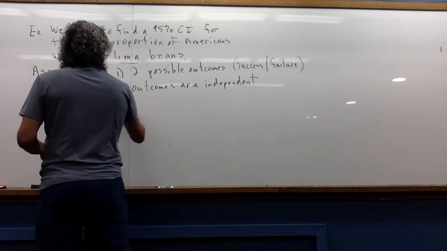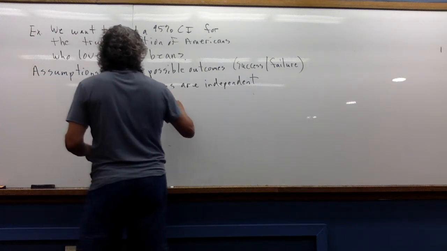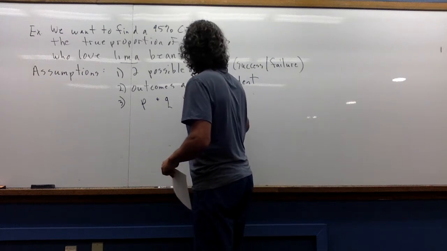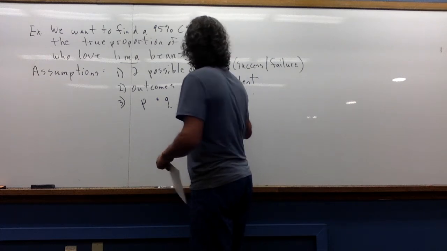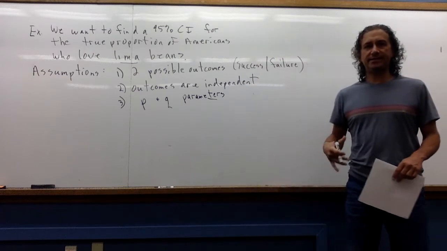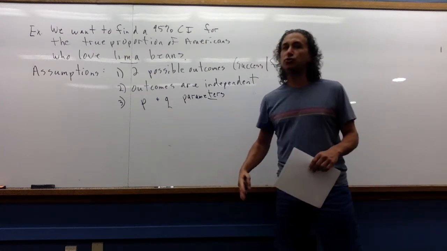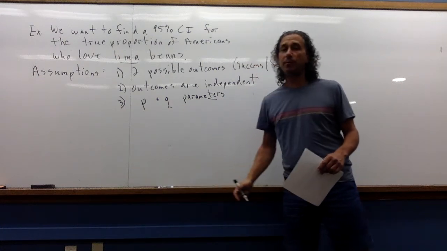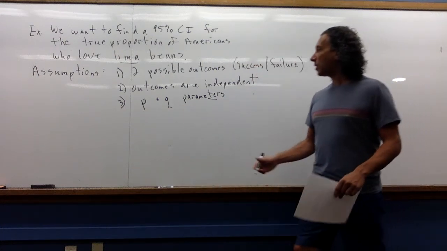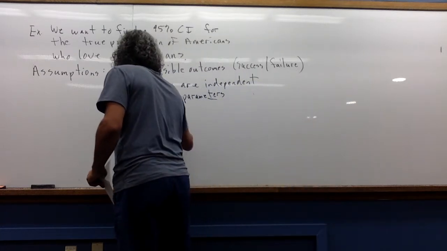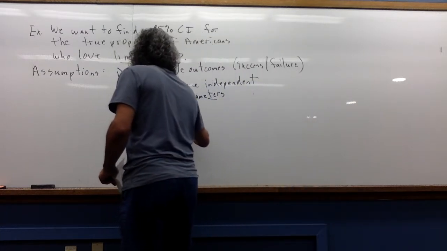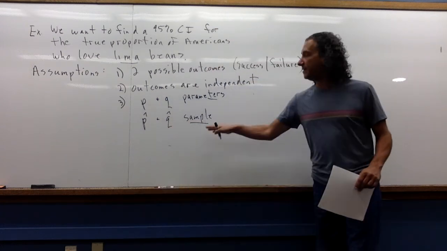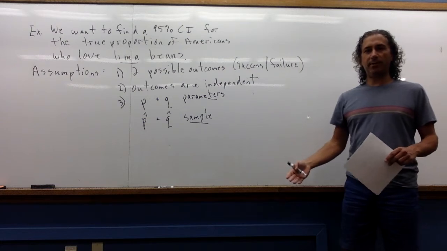Third, P and Q, these guys are going to be our parameters. We only use Q very briefly. Q is just 1 minus P. So Q is our true proportion of failure. P is our true proportion of success. We're going to use P hat and Q hat to represent our statistics. These guys are coming from the sample.